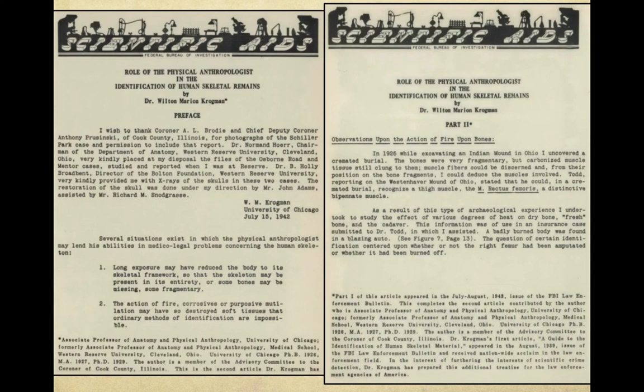Krogman's landmark publication was actually the result of a personal request from J. Edgar Hoover, who was a friend of Krogman's and was familiar with his work. And Krogman would actually go on to publish a few other articles in the FBI Bulletin, 2 of which were in 1943 and likely represent the first forensic anthropology case studies.